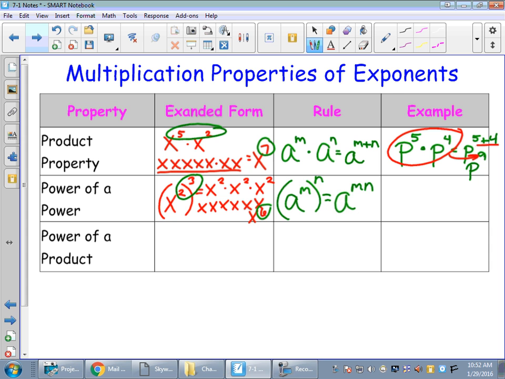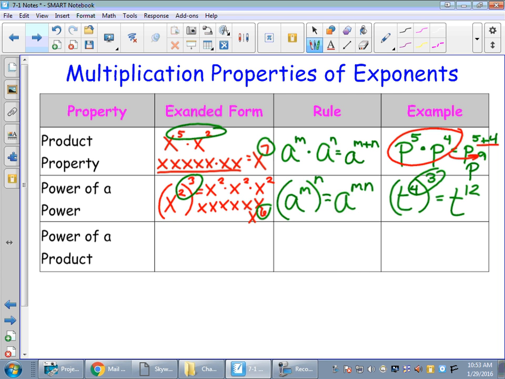As an example, if I have t to the fourth to the third power, I don't have to expand it. Using the rule, I would call that t to the 12th. Power to a power, you multiply. When you multiply, you add the exponents. All these lovely rules to memorize.